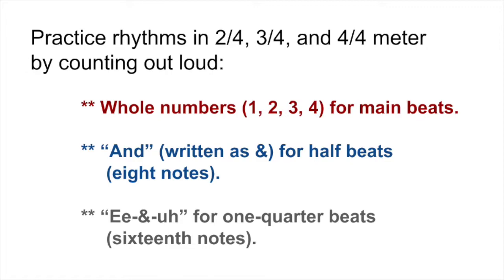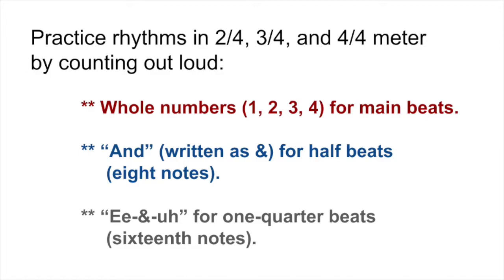In this lesson, we'll limit ourselves to melodies in 3 meters, 2/4, 3/4, and 4/4. Practice rhythms in these meters by counting out loud. Use whole numbers for the main beats. In 4/4, this would be 1, 2, 3, 4, 1, 2, 3, 4, and so on. Use "and" to count the half beats.